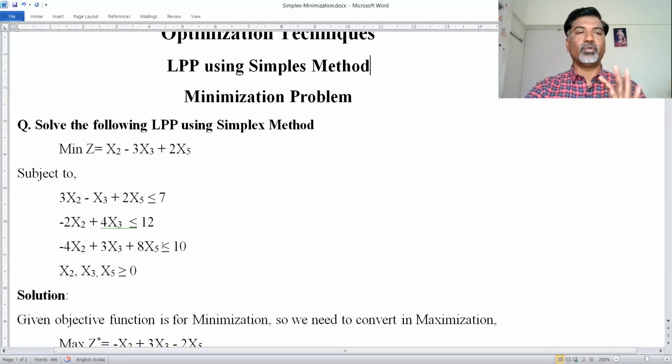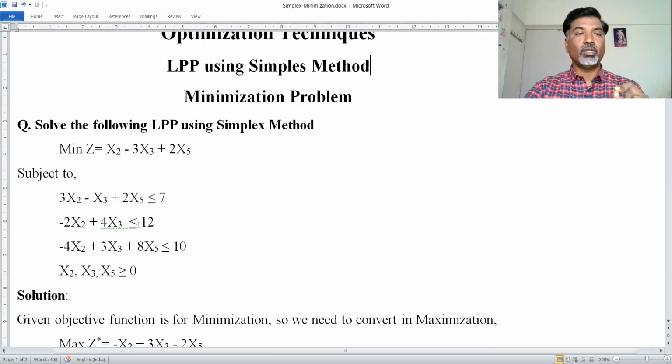Before solving the example, we should know the basic terminologies used in LPP, that is, linear programming problems. Here the main function, z, is called the objective function. We have to identify the values of x2, x3 and x5 so that the total value of z will be minimum, while satisfying the constraints. These three expressions are called constraints or conditions: the first condition, second condition, third condition.